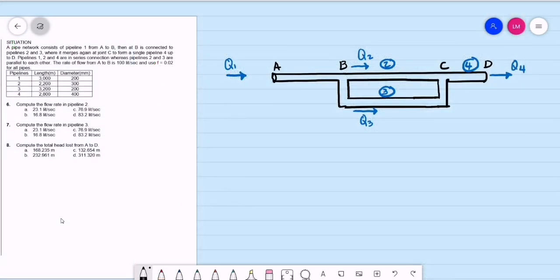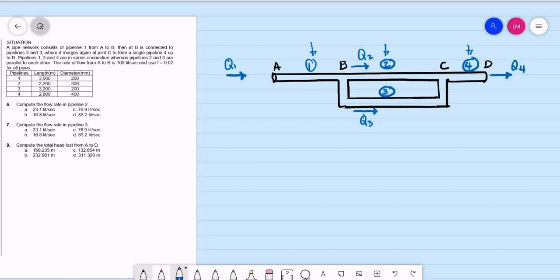Okay, this is an example for major losses with a pipe system with parallel connections. We have a pipe network consisting of pipeline 1, from A to B. Then at B it is connected to pipelines 2 and 3, which merge again at joint C to form a single pipeline up to point D. Pipelines 1, 2, and 4 are in a series connection, while pipelines 2 and 3 are parallel to each other. The rate of flow from A to B is 100 liters per second, and use f equal to 0.02 for all pipes.